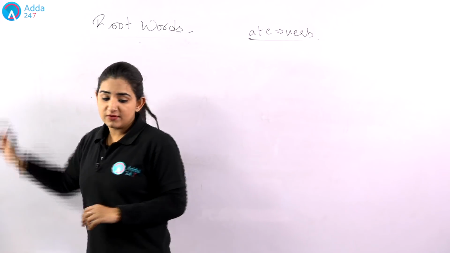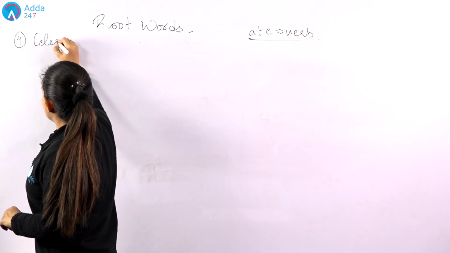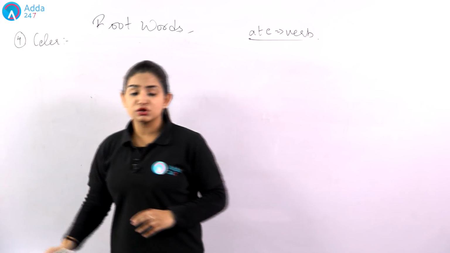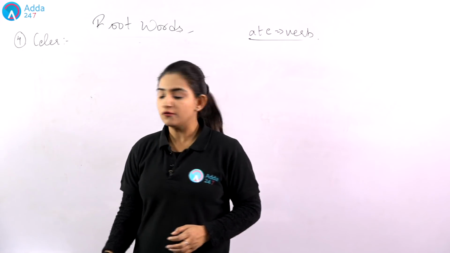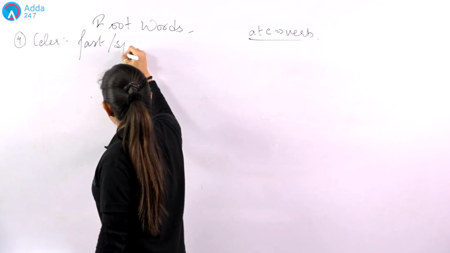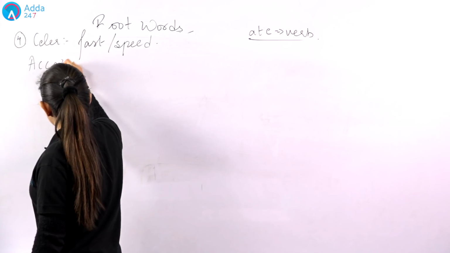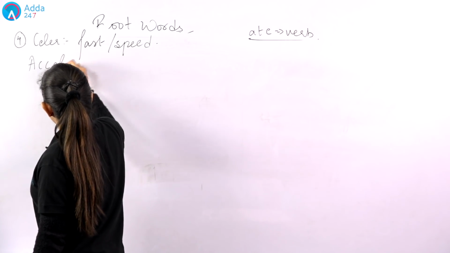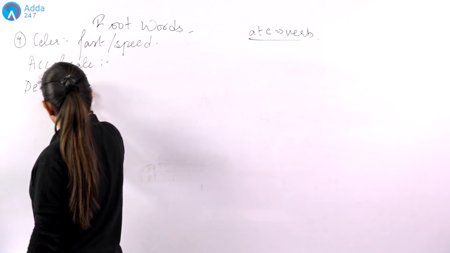The next word that we have here is celer, C-E-L-E-R. Celer is related to fast. It is related to speed, right? Celer is related to fast or speed. We can use a word like accelerate. We can form decelerate.